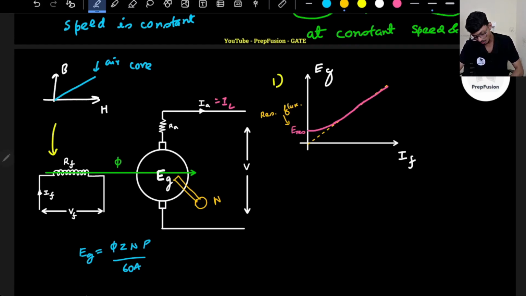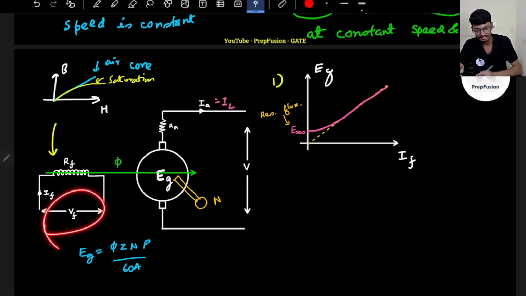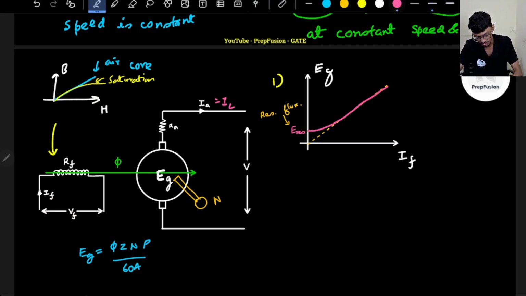Got it. Now what if the core is not air core? Of course there will be a certain point of saturation. What do I mean by saturation? Even if I keep on increasing my field current after a certain level, let's say 10 amperes, the magnetic flux will not increase. So even if I keep increasing my voltage, that is the current IF, the magnetic flux will not increase. So the induced EMF also will not increase because it will become constant. So here also the graph will be something like this.